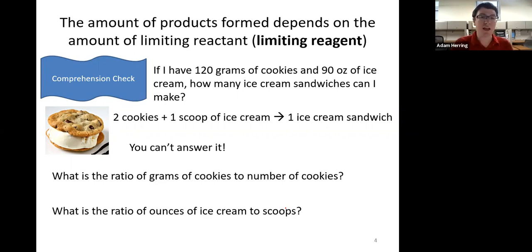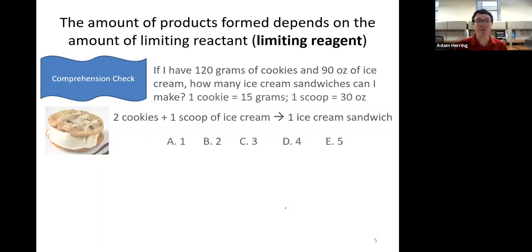So let's just say that 1 cookie weighs 15 grams and 1 scoop is equal to 30 ounces. At that point, you now should have enough information to solve. Now, pause the video again and try and determine how many ice cream sandwiches we could make.